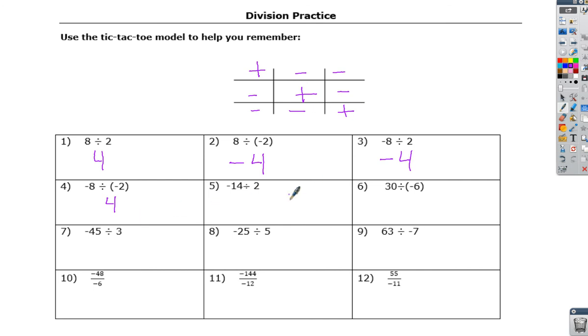For number 5, we have negative 14 divided by 2. We need to just think of 14 divided by 2, which is 7. And then we need to think of our sign. We have a negative divided by a positive. The negative divided by a positive is a negative. Okay, number 6. 30 divided by negative 6. What's 30 divided by 6? That's 5. And we have a positive divided by a negative. Positive divided by negative is negative.